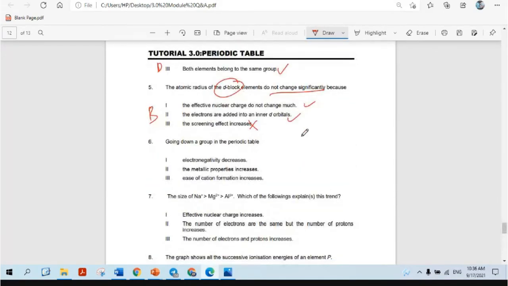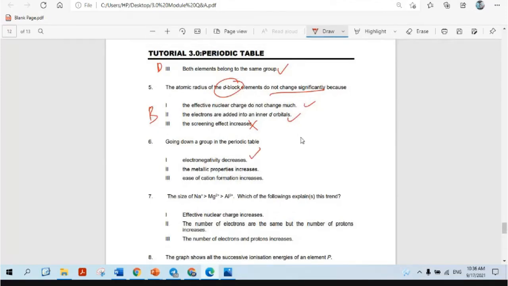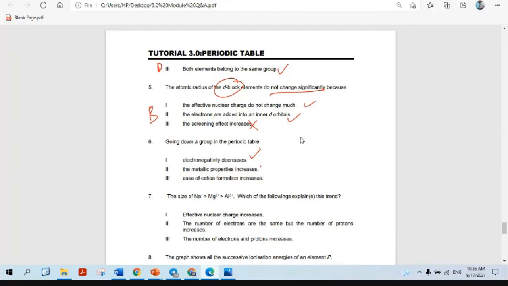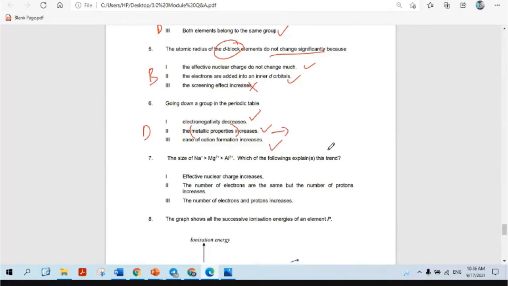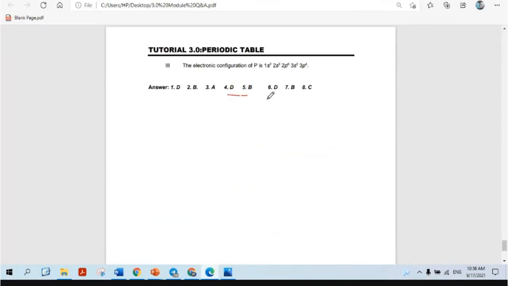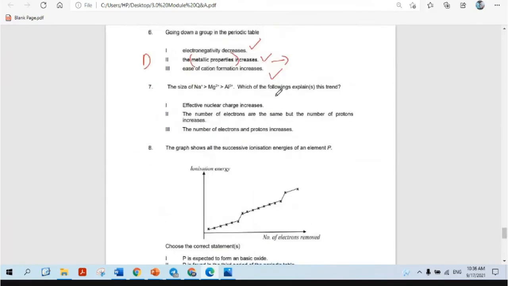Going down the group, what happened? Electronegativity decreases. Yes, difficult to attract the electron. Metallic properties increase. Always remember, metallic properties depend on the ease of removing the electron. Semakin senang buang electron, semakin tinggi properties. Ease of cation formation. Yes. So 6 is D. Okay, 7.